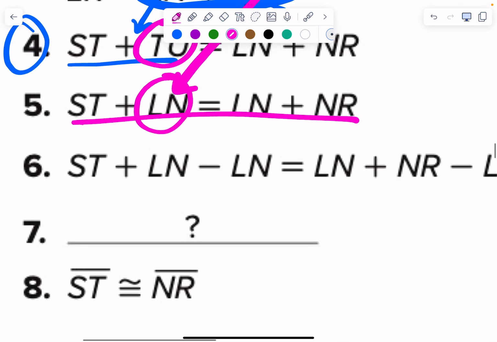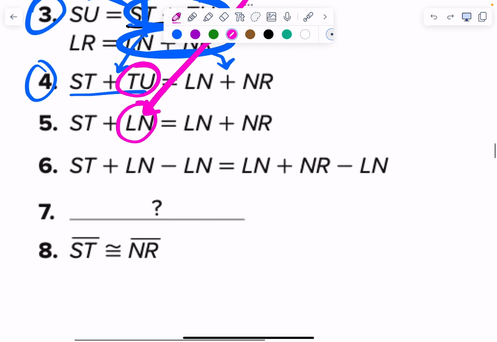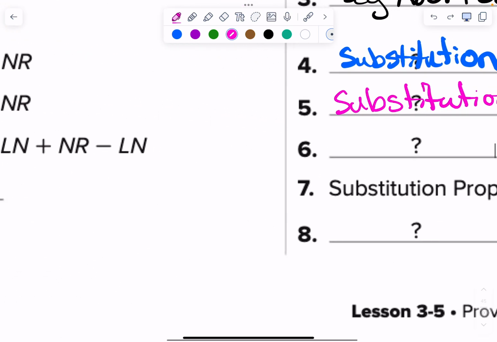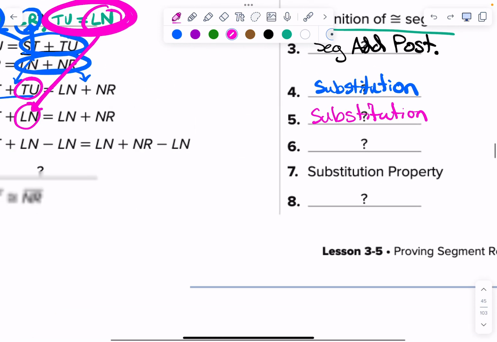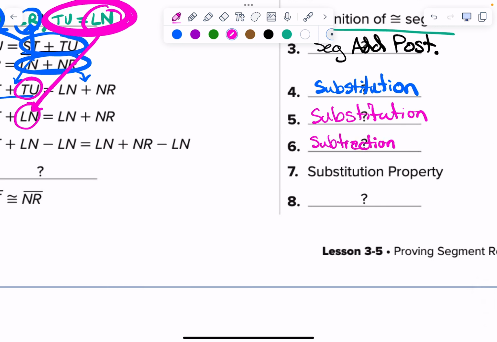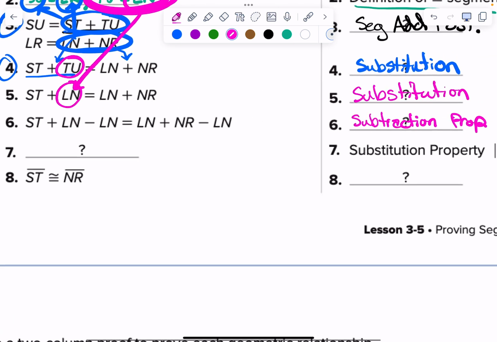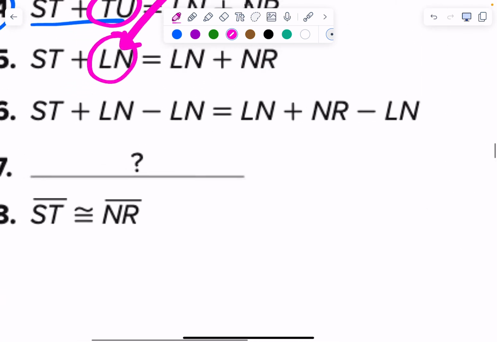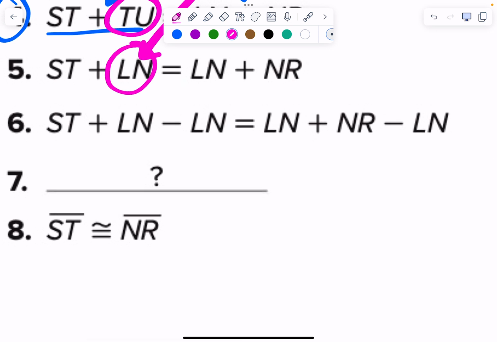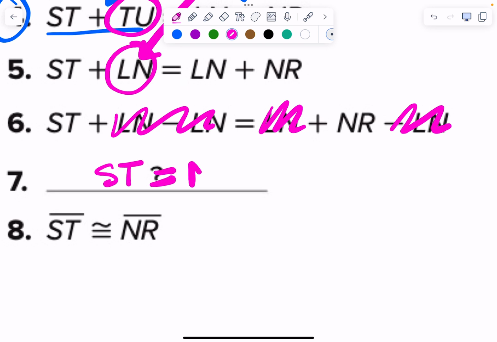Now, what did they do going from 5 to 6? They subtract the LN. What's that called? The subtraction property. Okay? Now, they said substitution for the next one, but that's like code for reduce. Reduce, right? So ST is equal to NR.